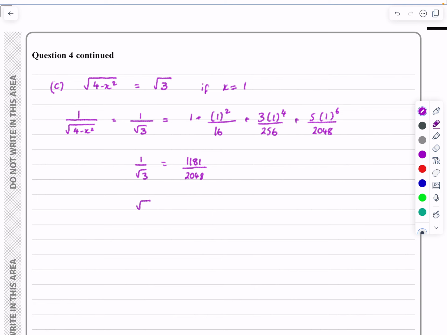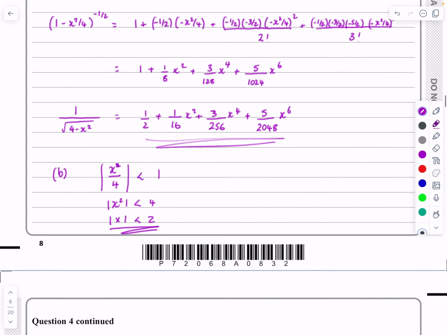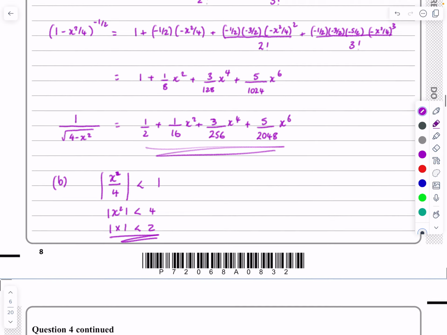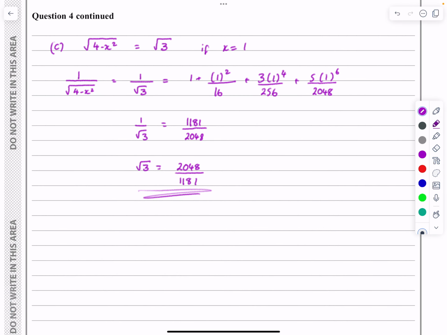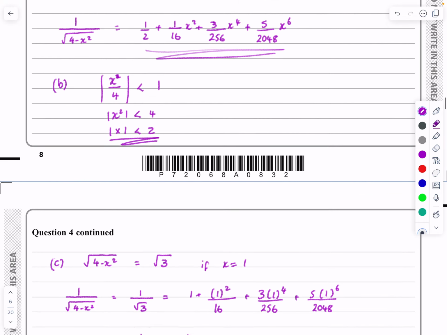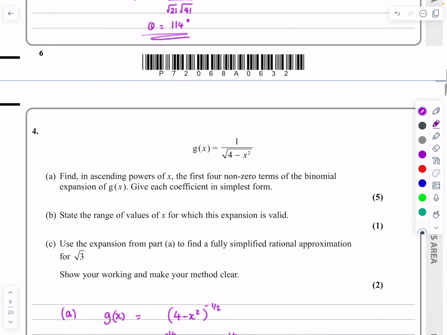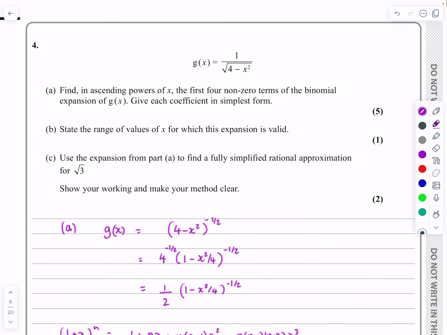So then root 3 is going to be equal to that, just flipped upside down: 2048 all over 1181. What did they ask it for? Fully simplified rational approximation. Yeah, so that's simplified down. Stick it into the calculator, just check that it doesn't cancel down to anything, but nothing goes into both of those. So that's the answer for question number 4. Hopefully that all makes sense.